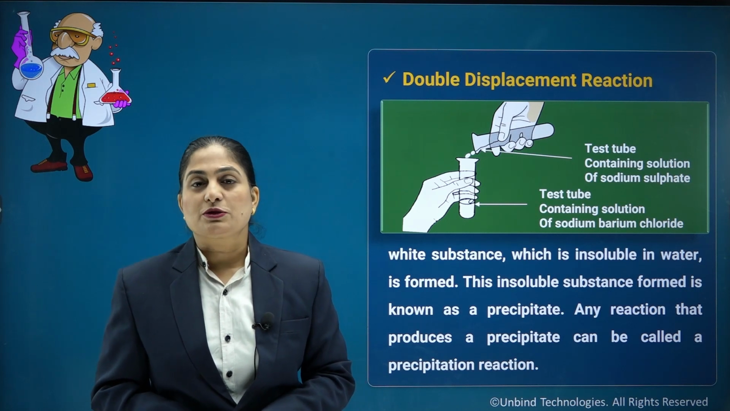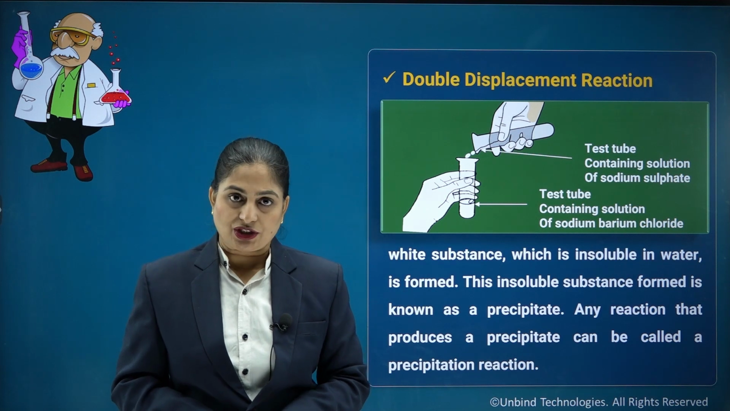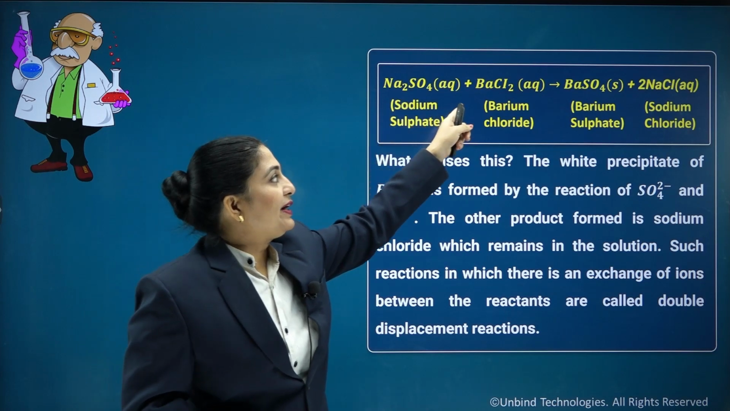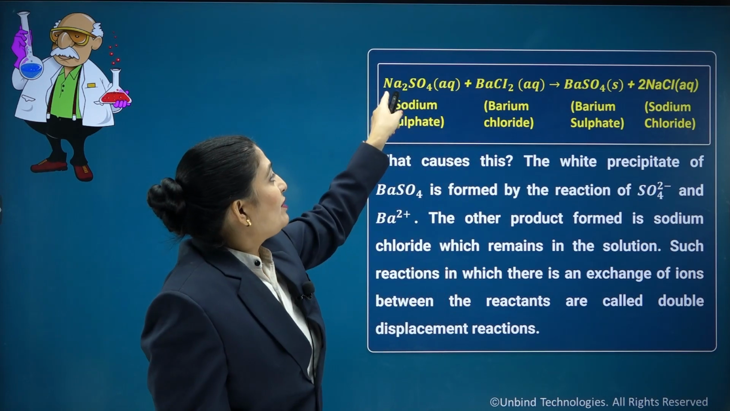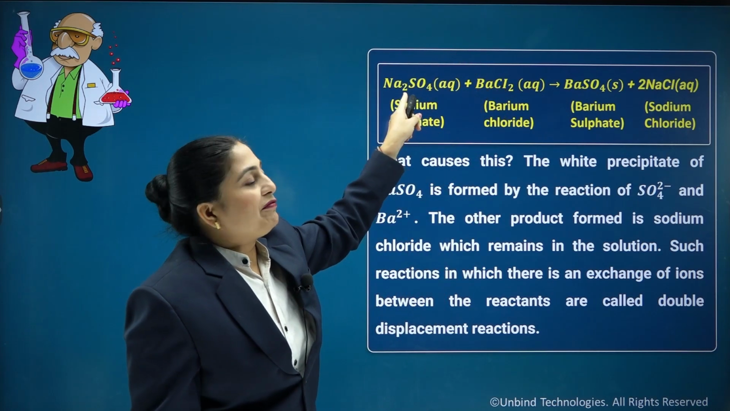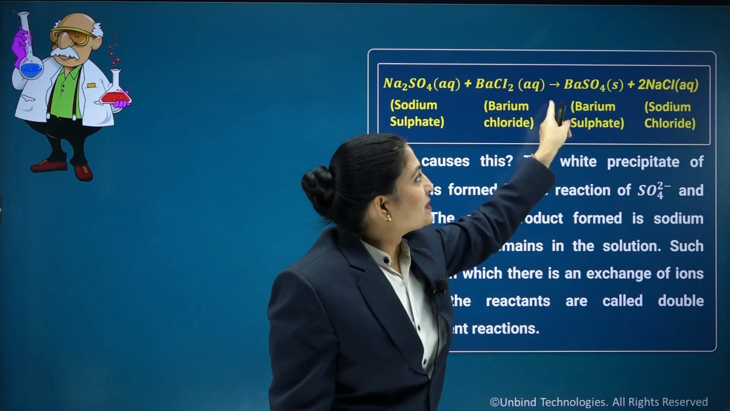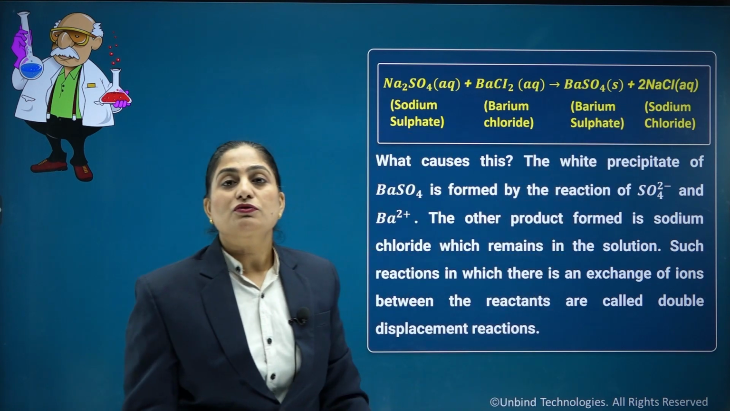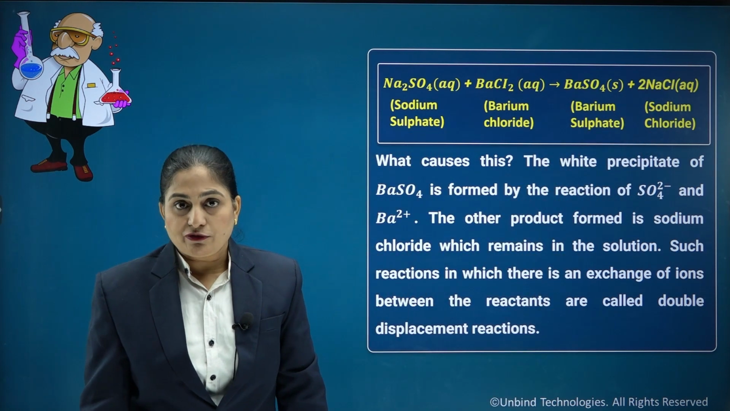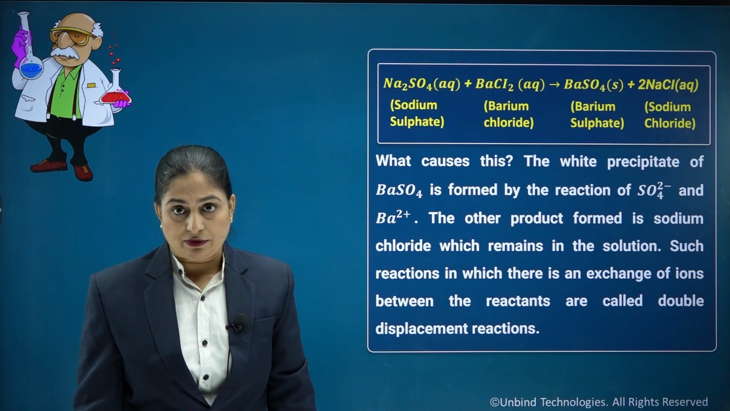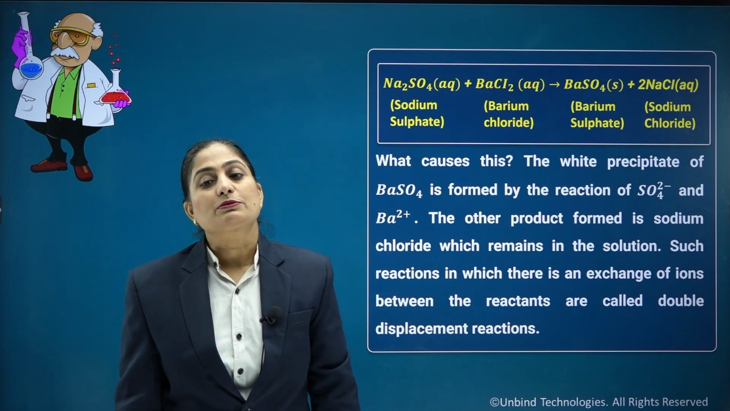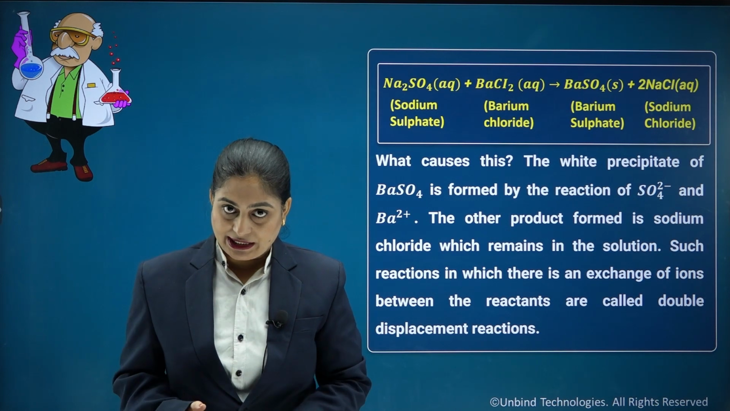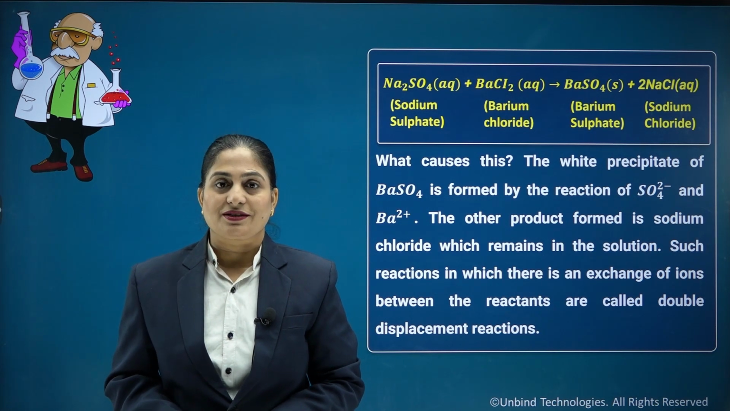So most of the double displacement reactions are precipitation reactions that involve the formation of a precipitate. Where sodium sulfate and barium chloride have been mixed, sodium will go with chlorine and barium will go with sulfate, and finally we will get a precipitate of barium sulfate, which is insoluble, along with the formation of sodium chloride. So it results in the formation of a precipitate, that is barium sulfate, and thus we call it a precipitation reaction also. So when we define double displacement, we say that it includes the exchange of ions.